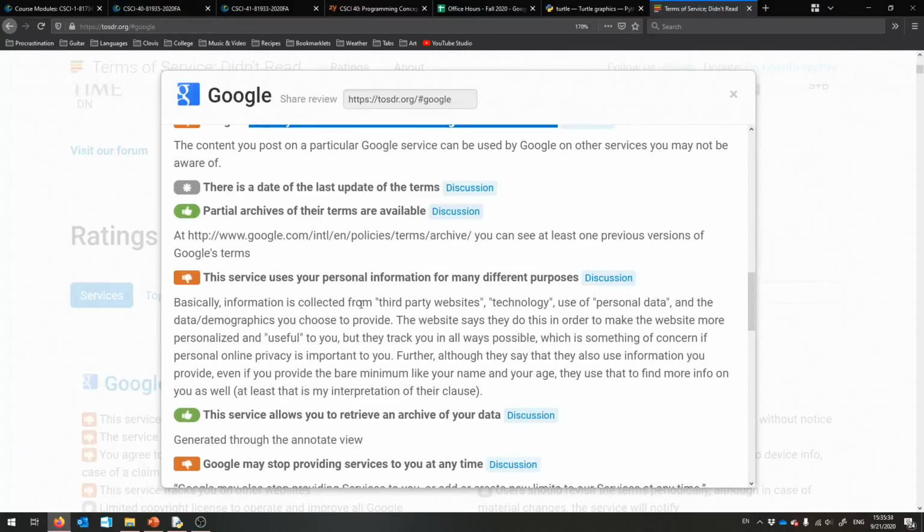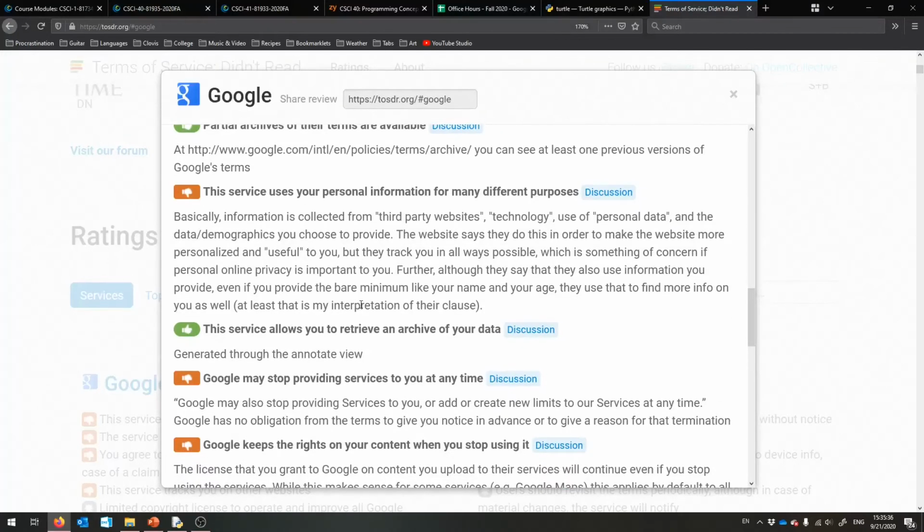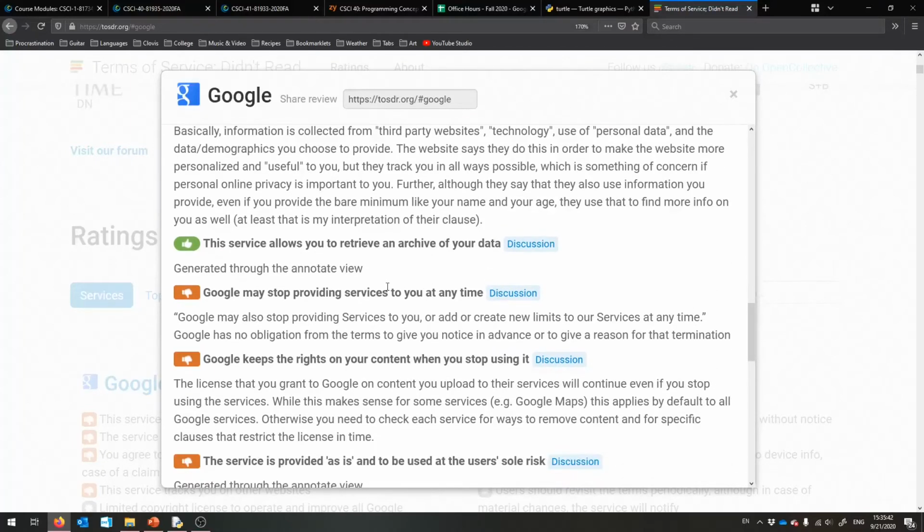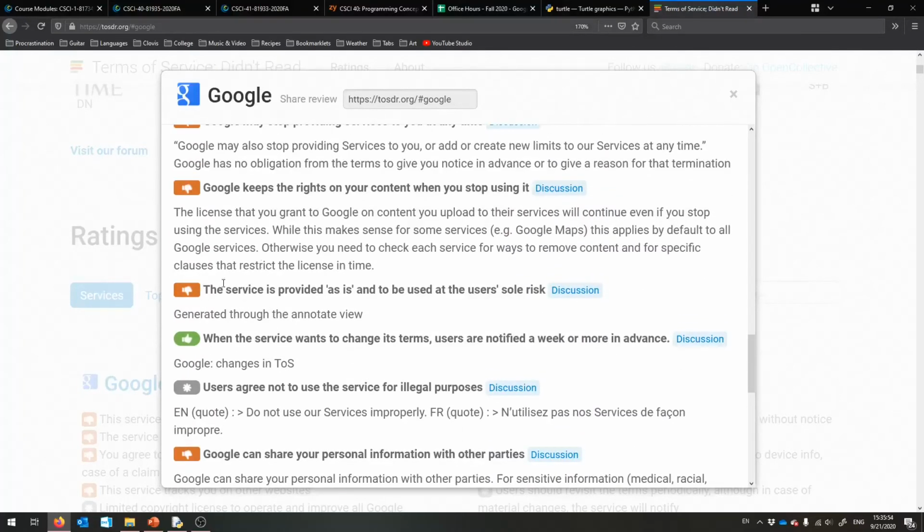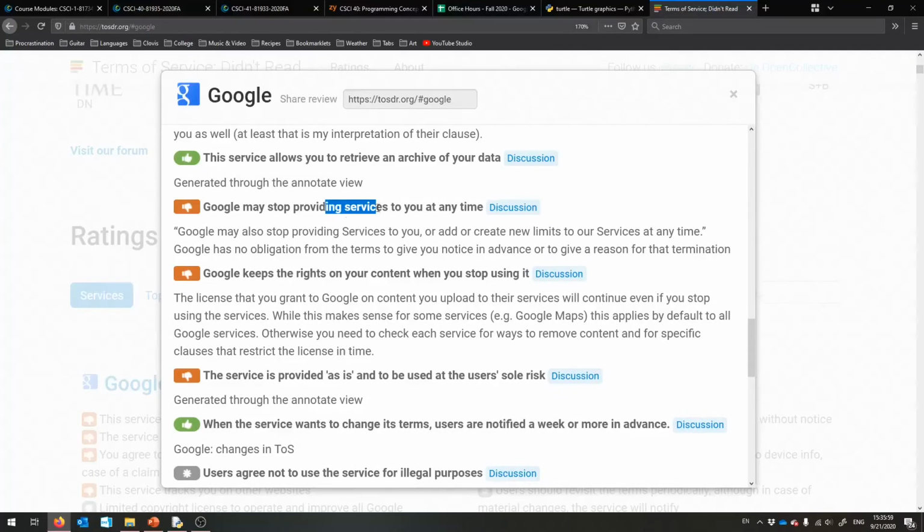Anything else that's of note? Those are the ones that I read before doing this lecture. So let's see if there's anything else interesting down here. May stop providing services to you at any time. This is kind of a big deal for Google because they like to make some services, then they're like, oh, these aren't making us enough money, so we're going to stop them, which is funny. Kind of makes sense though. I mean, they're just a company. They're trying to make money. They can do what they want.